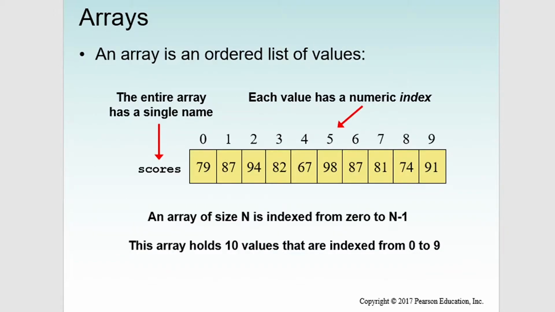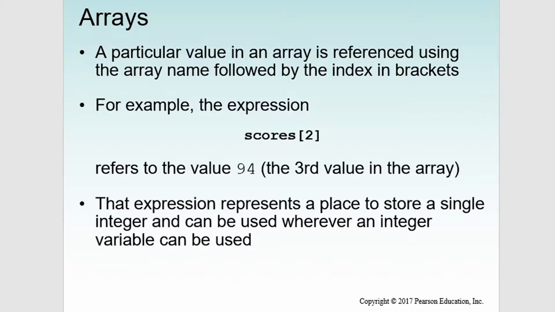An array is an ordered list of values. The entire array has a single name. Each value has a numeric index. An array of size n is indexed from 0 to n-1. This array holds 10 values that are indexed from 0 to 9. A particular value in an array is referenced using the array name followed by the index in brackets.